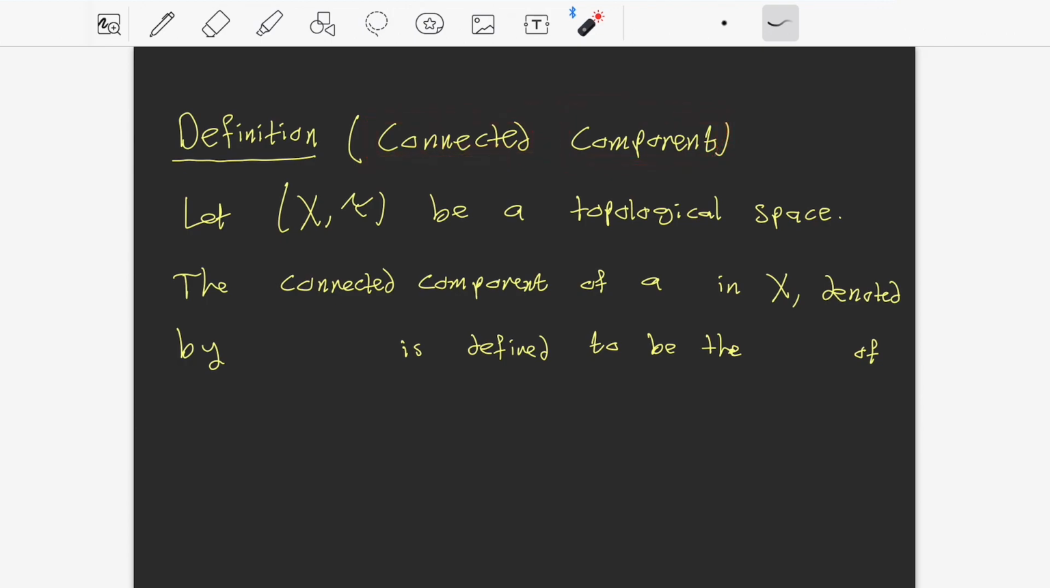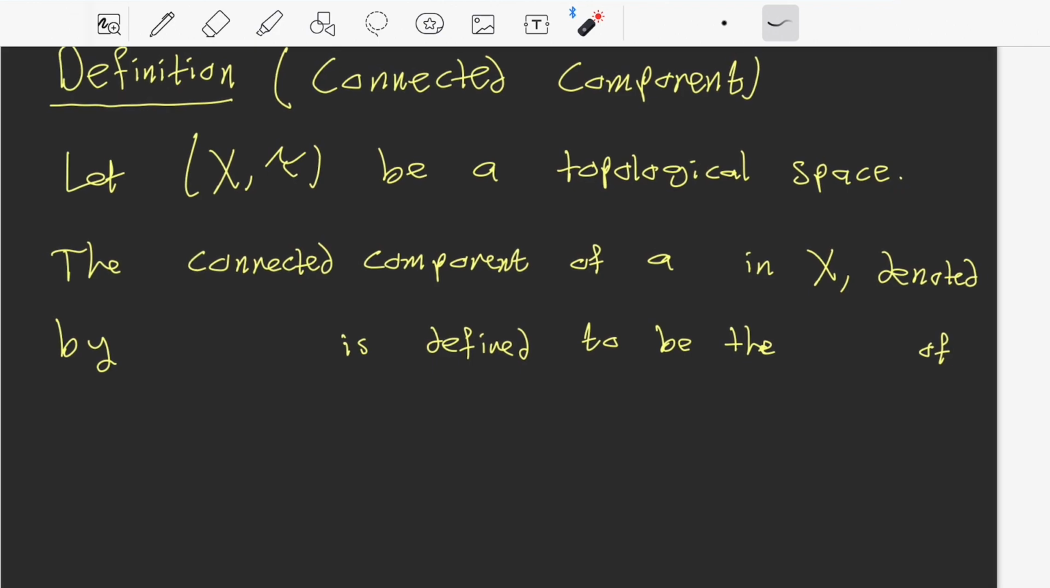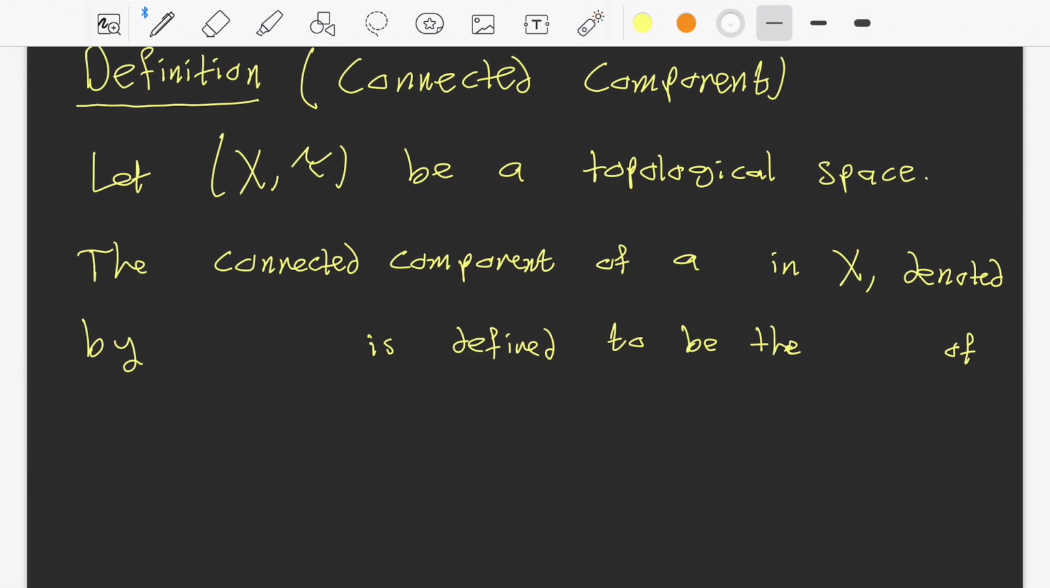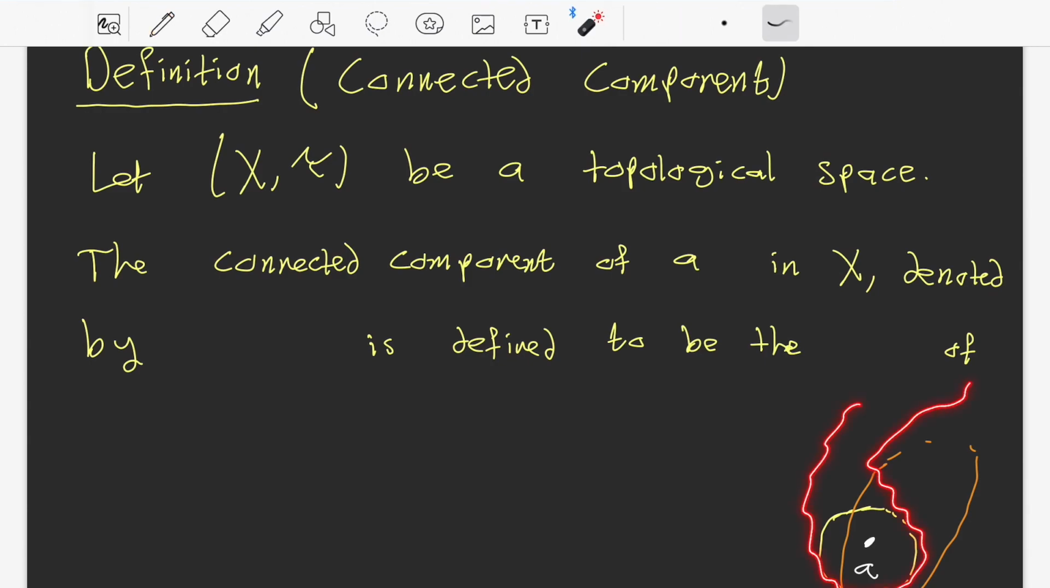To define the connected component, we will choose an element A, and then we will look at all the connected sets containing A, some of them like this, some of them here, and so on and so forth. Then we will define the connected component to be the union of all those connected sets containing A.